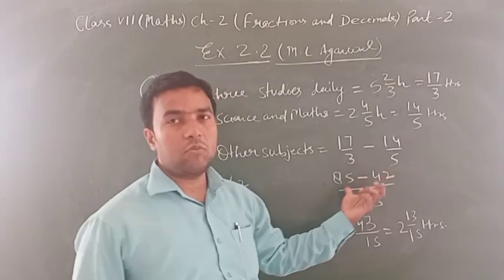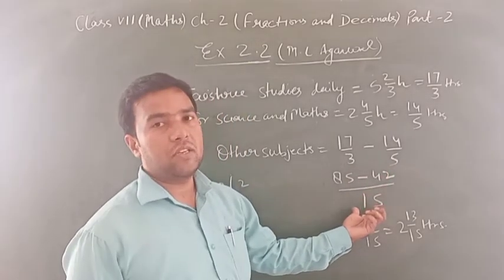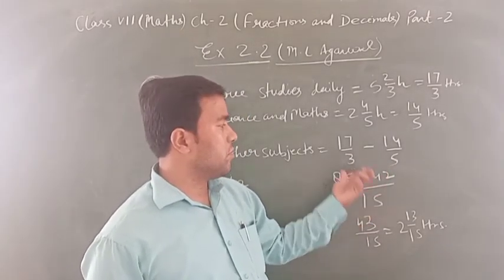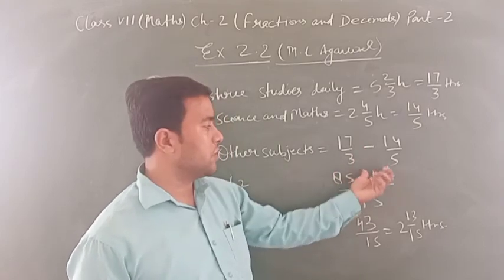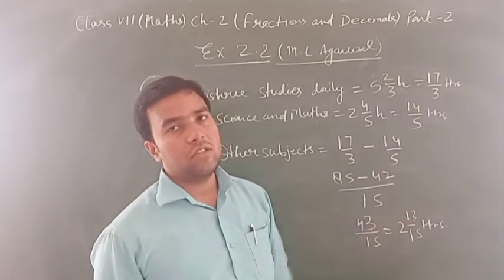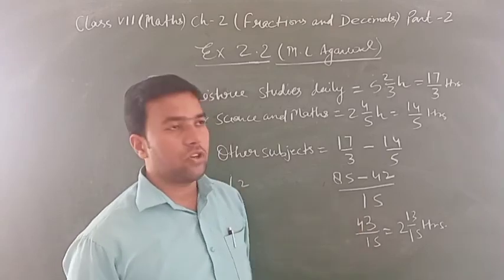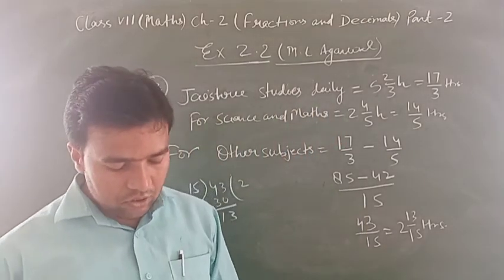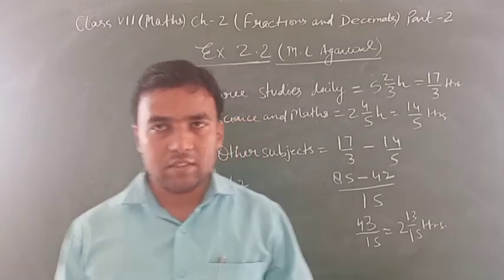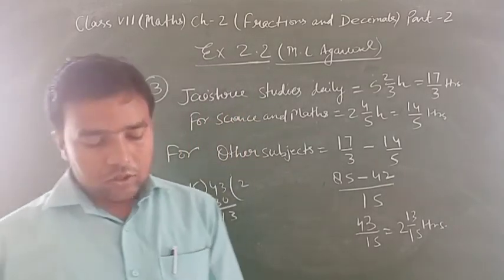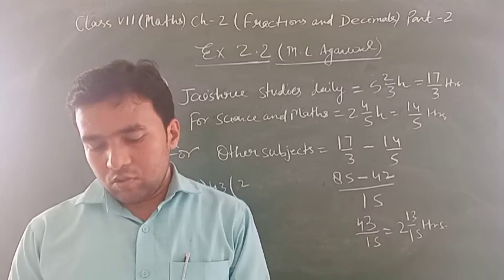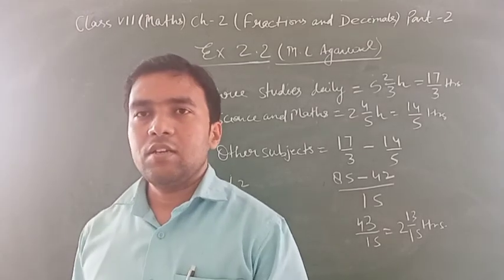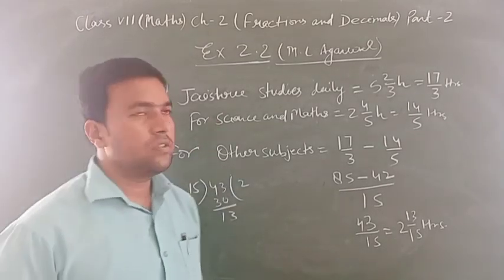Take LCM of denominator. LCM is 15. Clear? 3 5 are 15, 17 5 are 85. Minus 5 3 are 15, 14 3 are 42. Do subtract: 43 by 15. Clear? And the rest of the 2 questions you can do like this. The exercise 2.2 is also complete. Clear? Okay? Thank you, students.